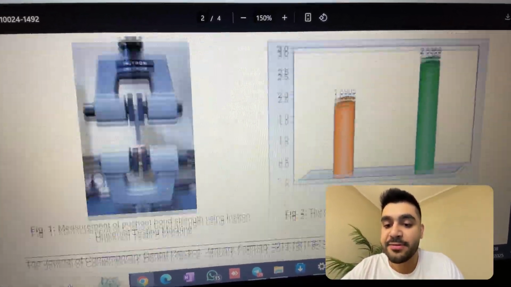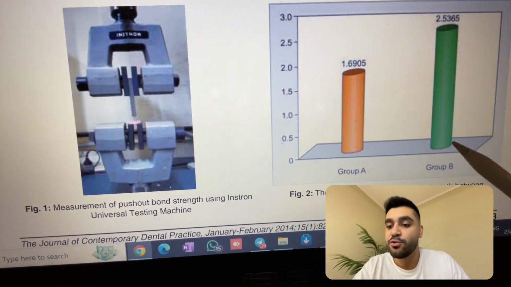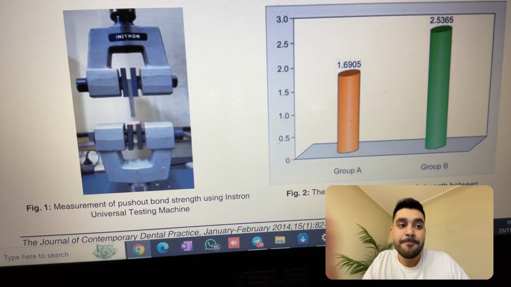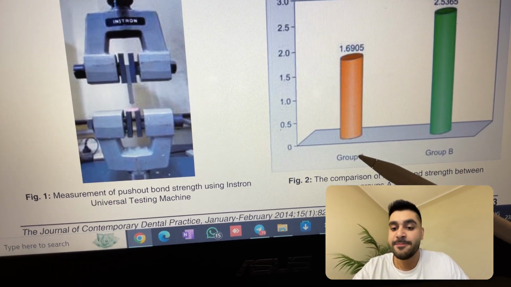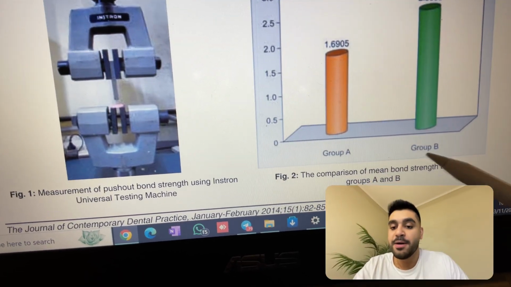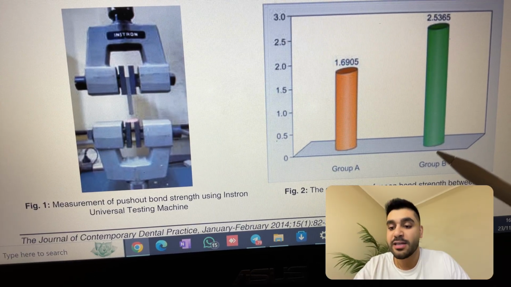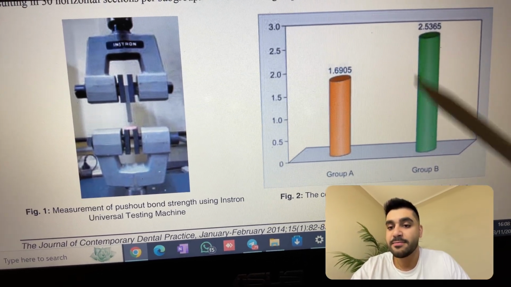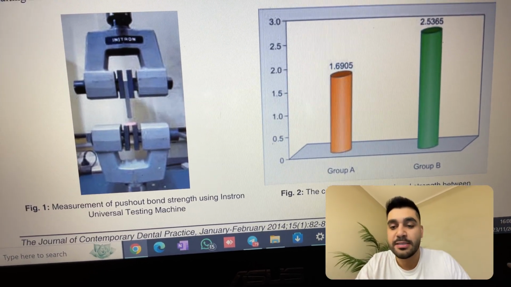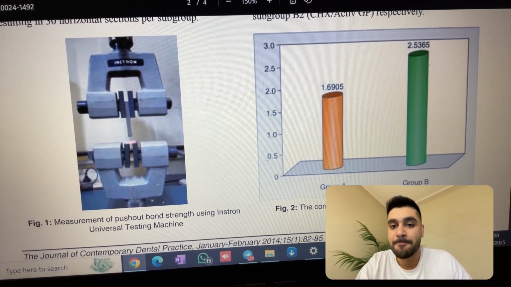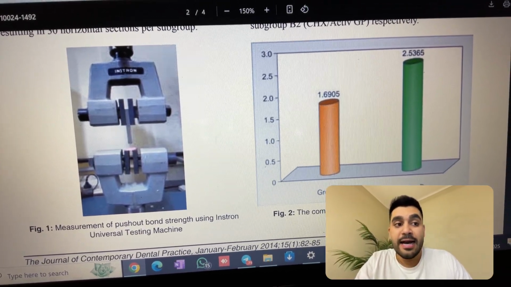Here there is a graph, this is group A and group B. In group A, they use the EDTA, but in group B, they use the EDTA and after it they use the chlorhexidine. And we have a stronger bond between the sealer and the dentin. So there is no negative effect.